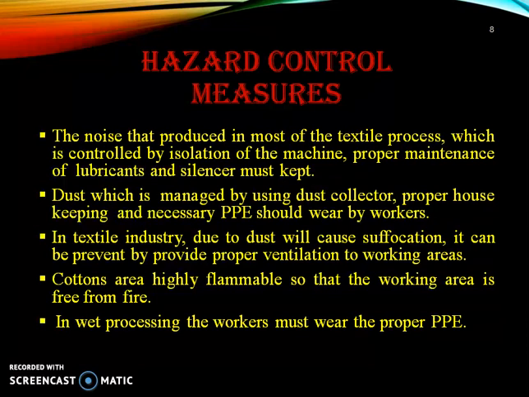Cotton is easily flammable, but cotton is the main raw material for the textile industry, so it is stored in fireproof places and firefighting equipment is also provided. In wet processing, many chemicals are used. They may be hazardous to health, so proper PPE like apron, gloves, and goggles must be provided.